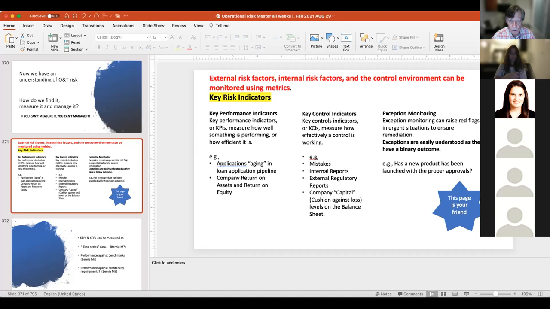How about Bernie for key control indicators? What should he have had? What key controls? Bernie had no controls. He needed internal reports, external regulatory reports. I think a reasonable conclusion is that he didn't have any controls.